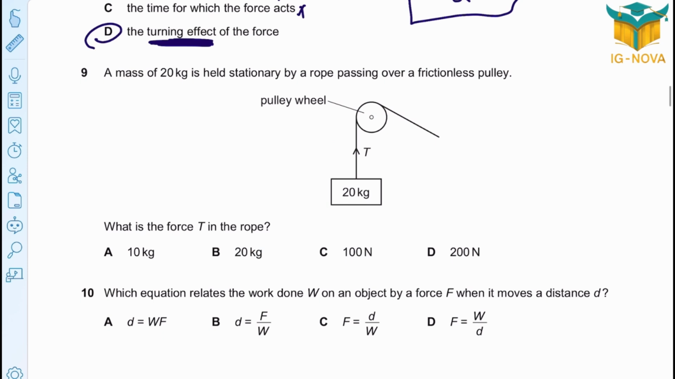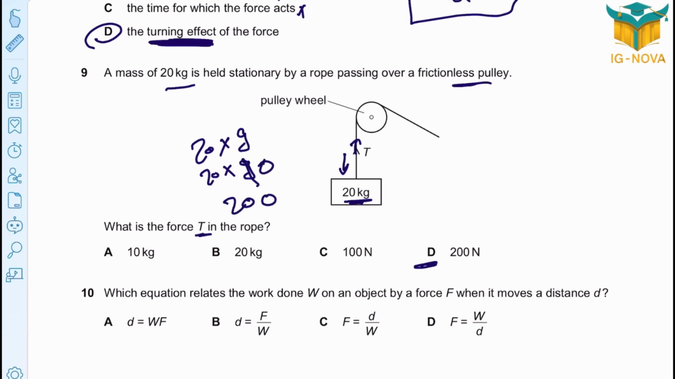Question 9. A mass of 20 kg is held stationary by a rope passing over a frictionless pulley wheel, no friction happens. What is the force T in the rope? Force T opposes the gravitational force and it's being pulled up by this. So it's 20 against gravity, but gravity still exists, times g, which is 10. So it's 200 Newton.